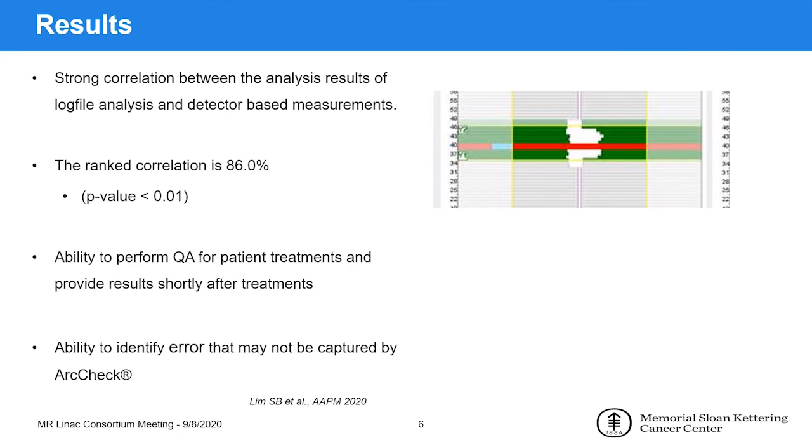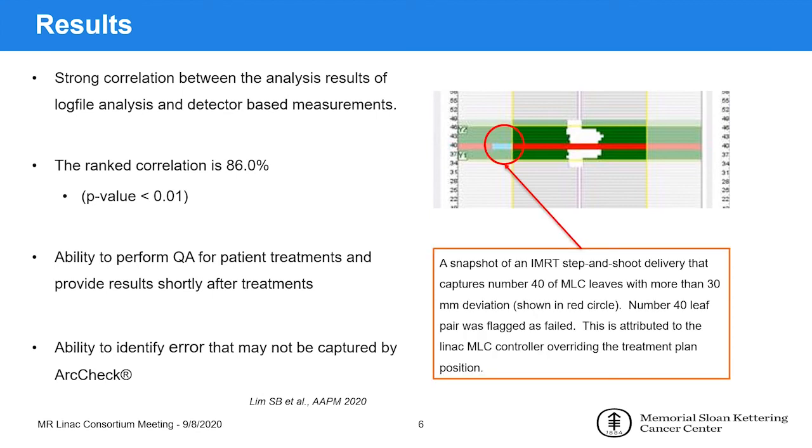Here's an example of an MLC position error that we found during our initial commissioning. Shown in red is MLC leaf 40 flagged as in error. Specifically, as you can see in the red circle there, there is an error of 30 millimeters. As we all know, this is a very significant error, so it triggered us to investigate further.